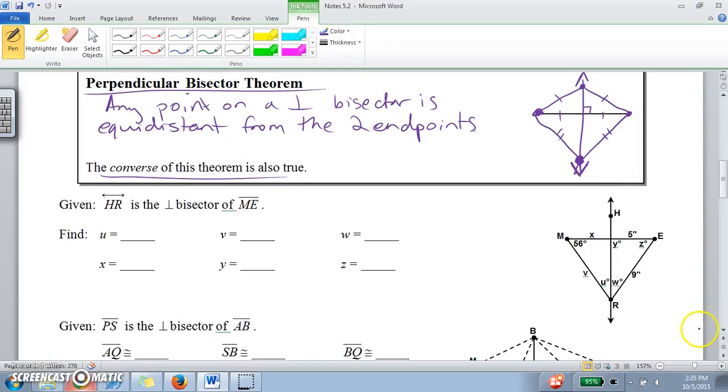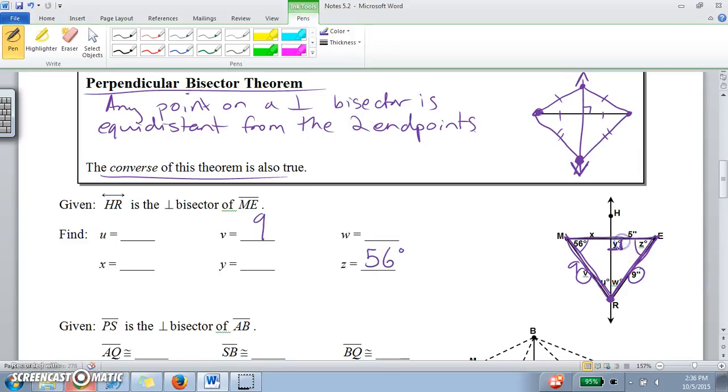So here we're told that HR is the perpendicular bisector of ME. We've got to find all these variables. So since HR is the perpendicular bisector, we just learned that any point on that line, so R for example, is going to be the same distance away from M as it is from E. So it tells us this piece right here is 9, which means V also has to be 9. That also means that this creates an isosceles triangle. So we've learned about isosceles triangles that if these two segments are congruent, then these two angles are congruent. So if this is 56 right here, Z also has to be 56 degrees.